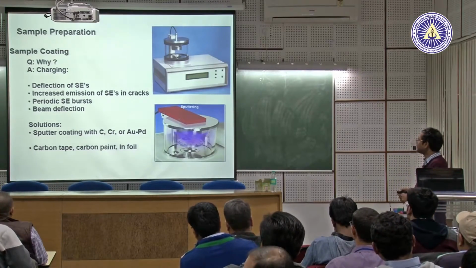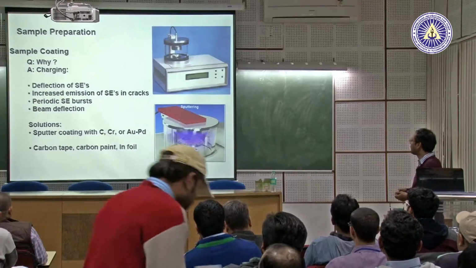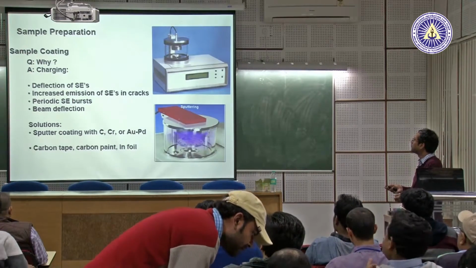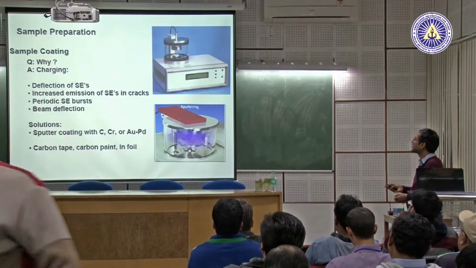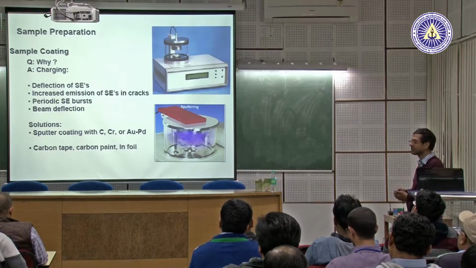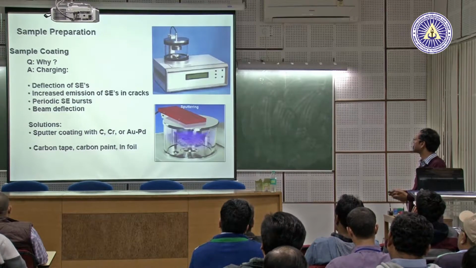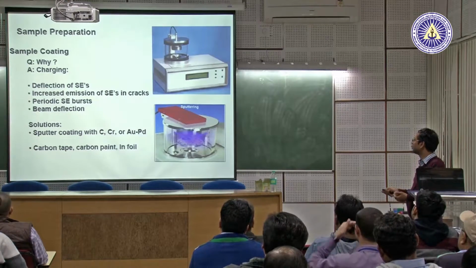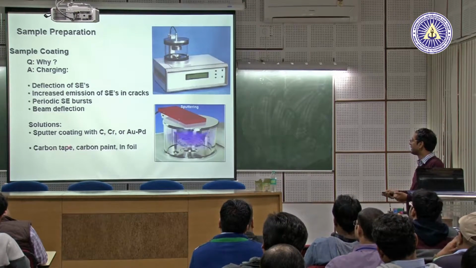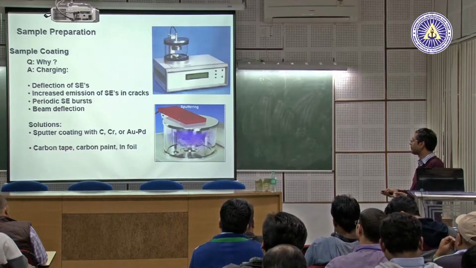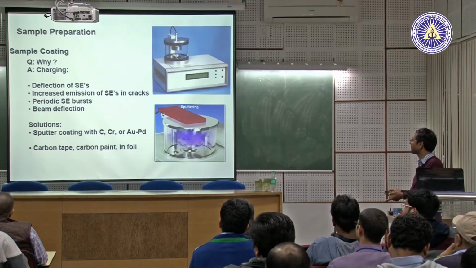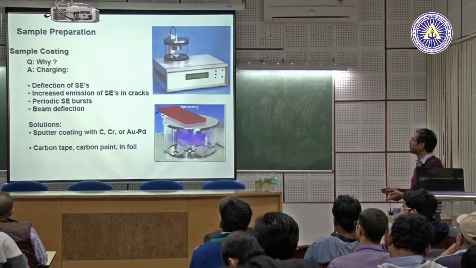Okay. A few things about sample preparation. Most of you know about it, but if you have samples which are non-conducting, it can lead to charging, like ceramic samples or polymeric samples, right? And we coat them with carbon, chromium and gold-platinum alloy. You can use carbon tape, most of you do it, carbon paint, silver paste, all kinds of things. What does it do? Why does it charge?